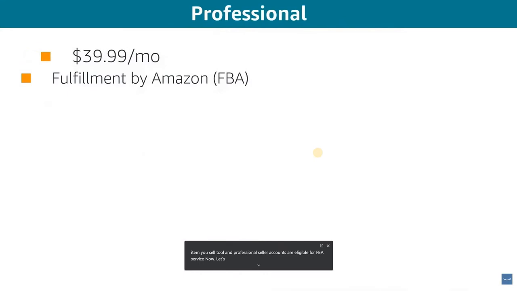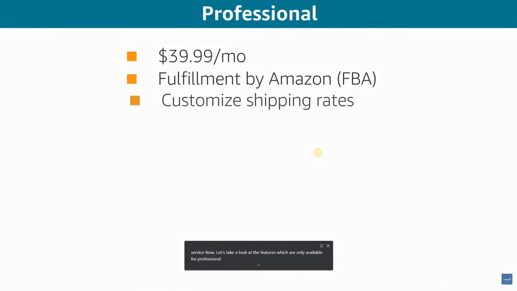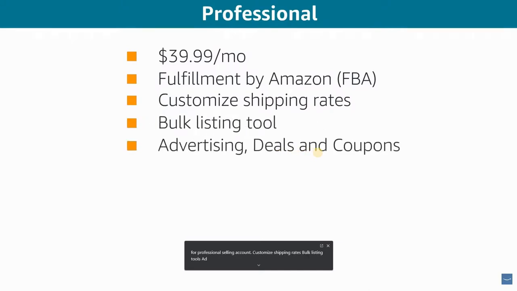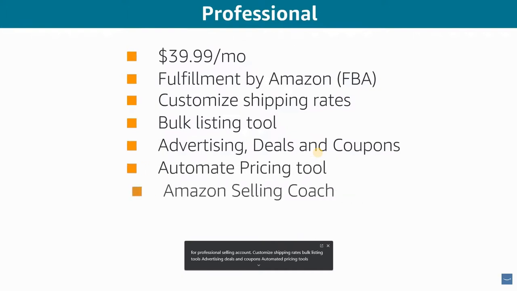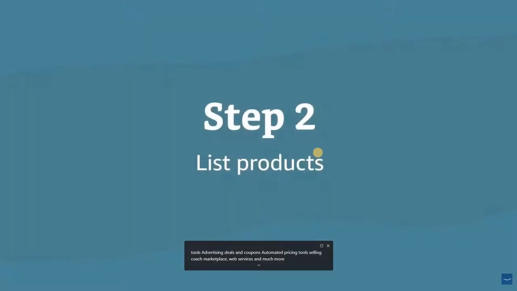Now let's take a look at the features which are only available for professional selling accounts. Customized shipping rates, bulk listing tools, advertising deals and coupons, automated pricing tools, selling coach, marketplace web services, and much more. Now let's look at Step 2, list products.